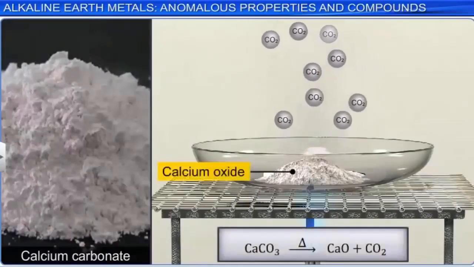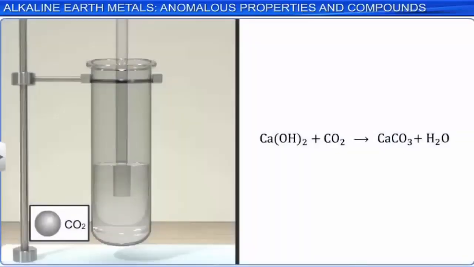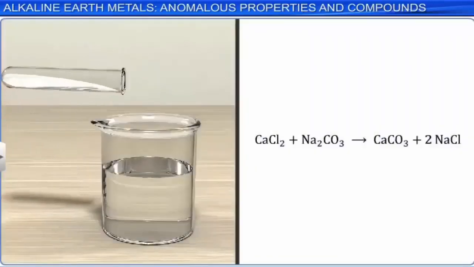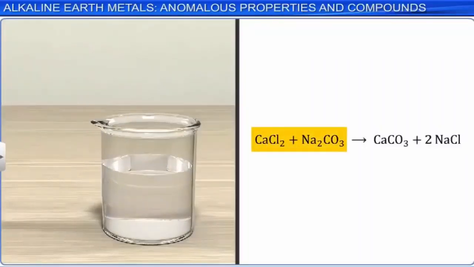Calcium carbonate can be formed in two ways. The first process involves passing carbon dioxide through slaked lime, as shown here. Alternatively, sodium carbonate reacts with calcium chloride to form calcium carbonate and sodium chloride. This is shown here.